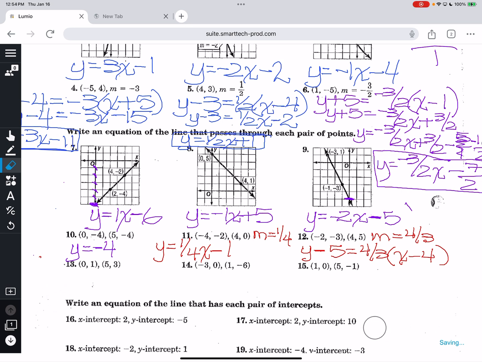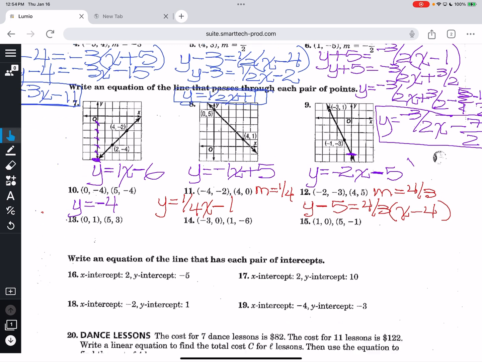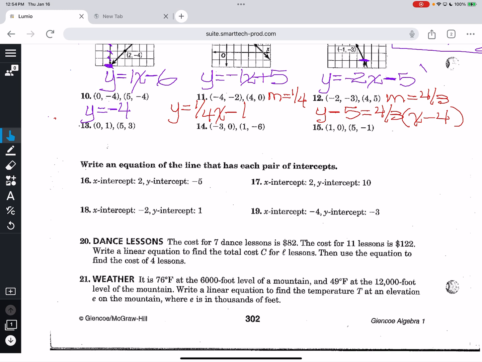Write an equation of the line that has each pair of intercepts. What that means is as you graph, it's going to cross the y-axis right here, the y-intercept. What's that ordered pair that crosses the y-intercept? Not a slope, the y-intercept. How would I write that as an ordered pair? It's y equals negative 5.